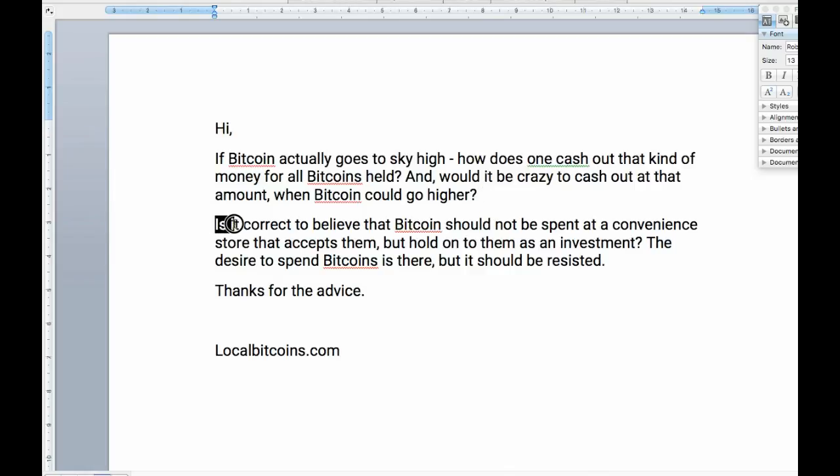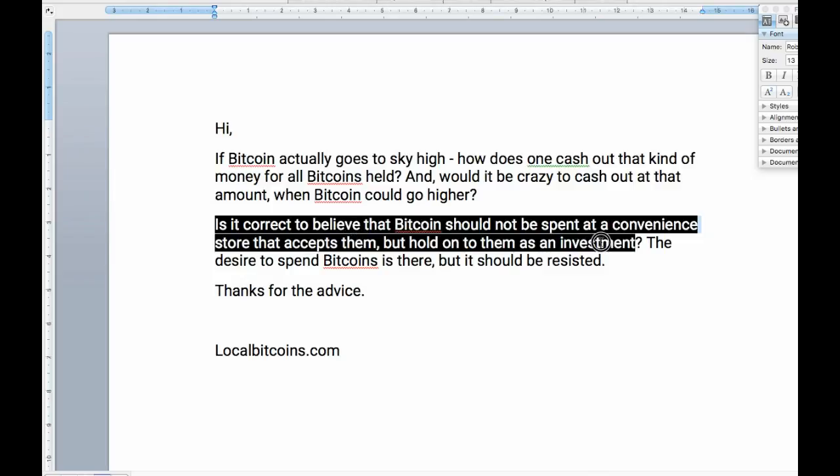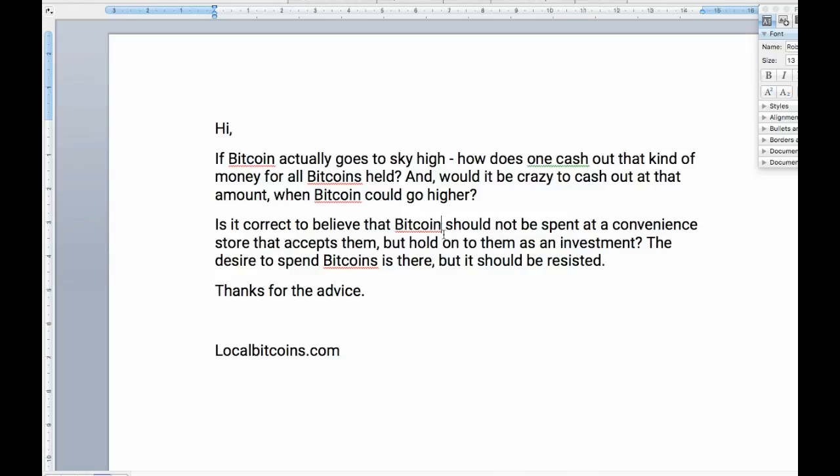Next part is: is it correct to believe that Bitcoin should not be spent at a convenience store that accepts them, but hold on to them as an investment? Again, very hard to answer exactly, but it's six of one, half a dozen of the other. Bitcoin has been made to be spent. That's why it was originally created as a digital cryptocurrency, and a currency is something that you use to buy other goods and services. So, should it not be spent at a convenience store that accepts them? No. Plenty of websites accept Bitcoin now, so why not?